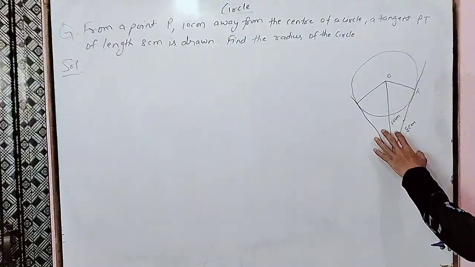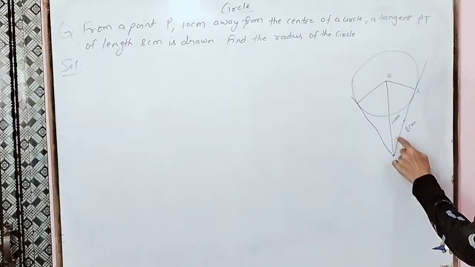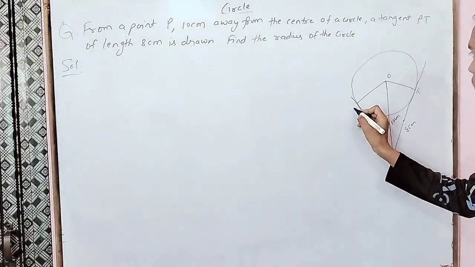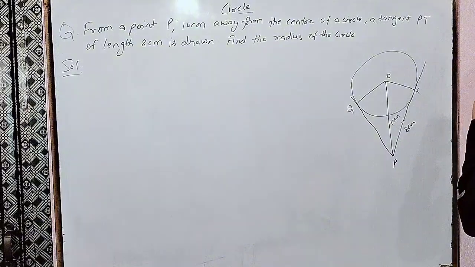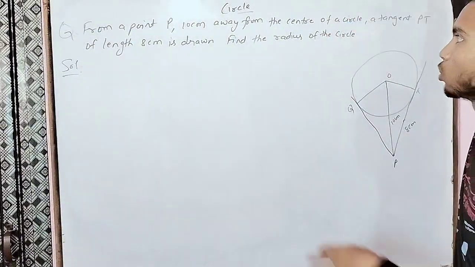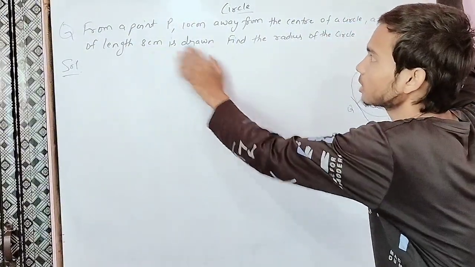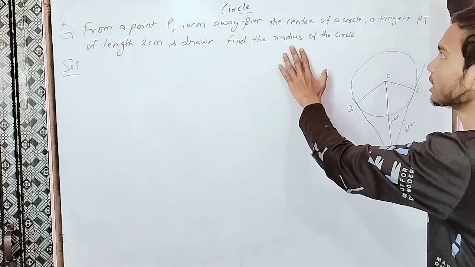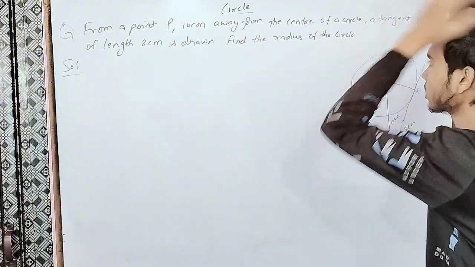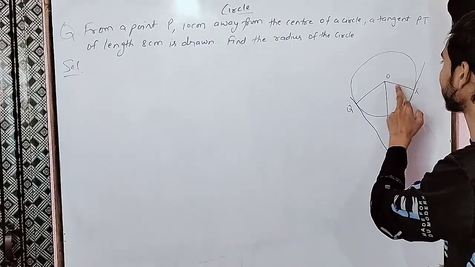This was easy because we know the measure of this and this. Now what is the question saying? What to find? Till this sentence it is clear: 8 centimeter is the length of the tangent line. So find the radius of the circle. We have to find this.